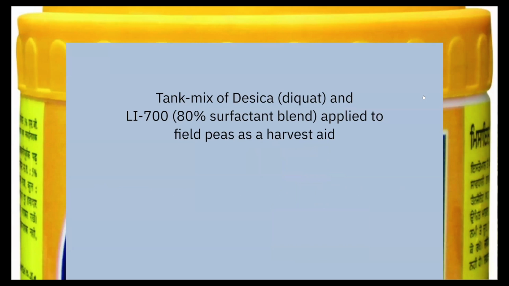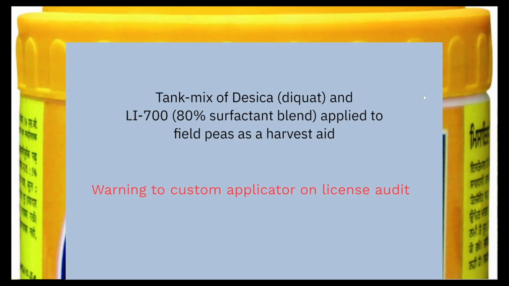Okay, so the first scenario is we have a tank mix of Desica, which is diquat, and Li 700, which is an 80% surfactant blend, and it's applied to field peas as a harvest aid. This was a situation that was brought to my attention, and we had a warning to the custom applicator on the license audit that said there were some issues with this tank mix. Now, this took me about an hour to figure out, so it was quite complicated.